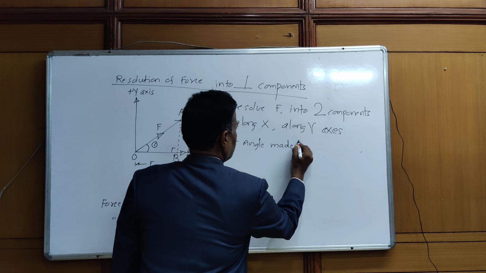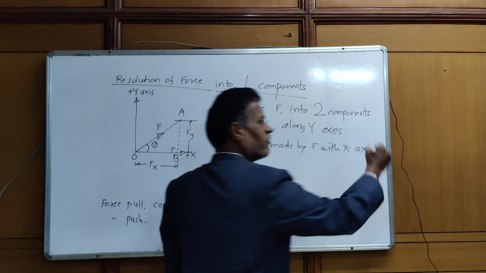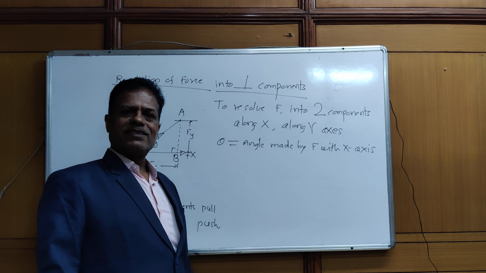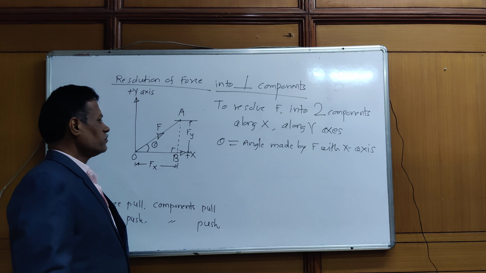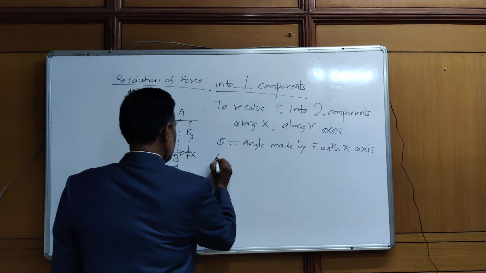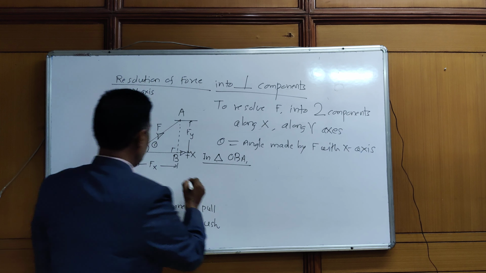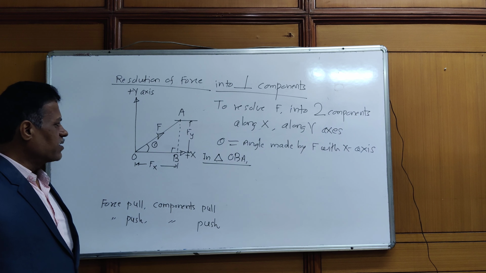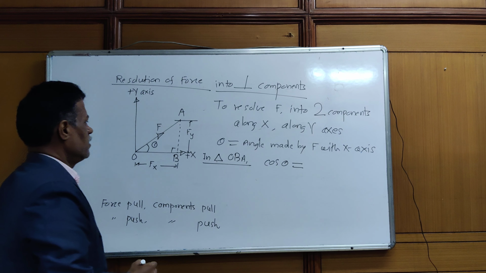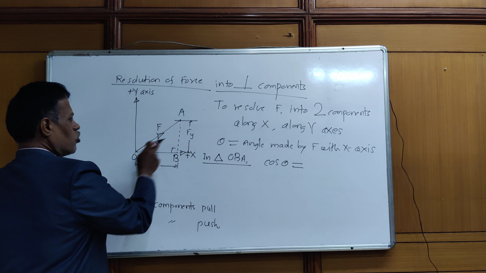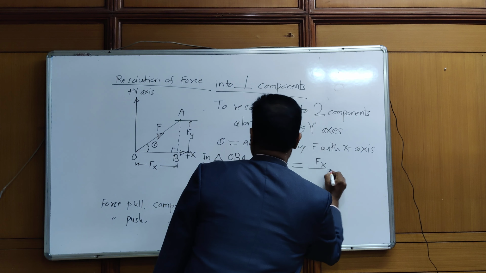Angle made by F with the x-axis. Always we take theta with the x-axis, either with the positive x-axis or with the negative x-axis in the respective coordinates. So theta is always with the horizontal. In triangle OBA, B is at a right angle. In triangle OBA, what is cos theta? Cos theta is adjacent side OB divided by hypotenuse, that is Fx divided by F.